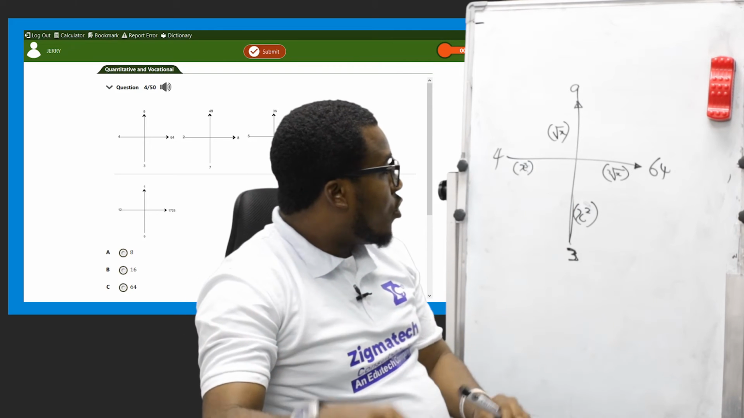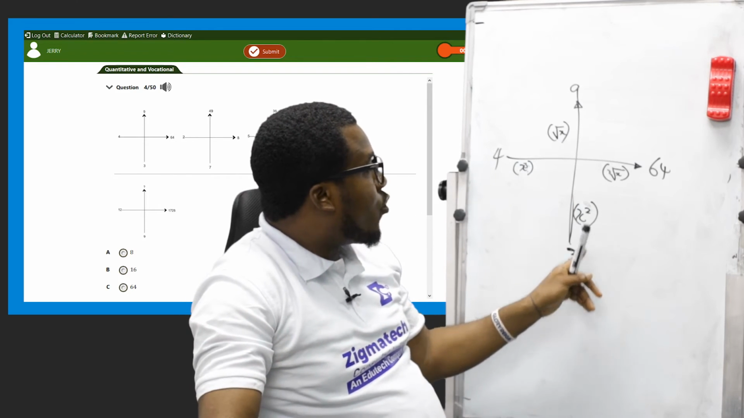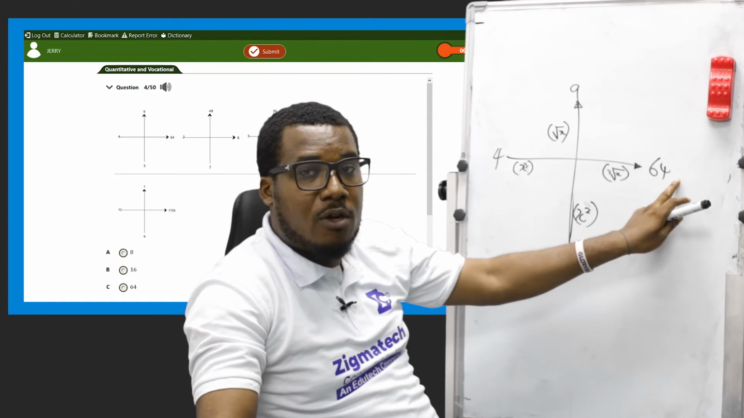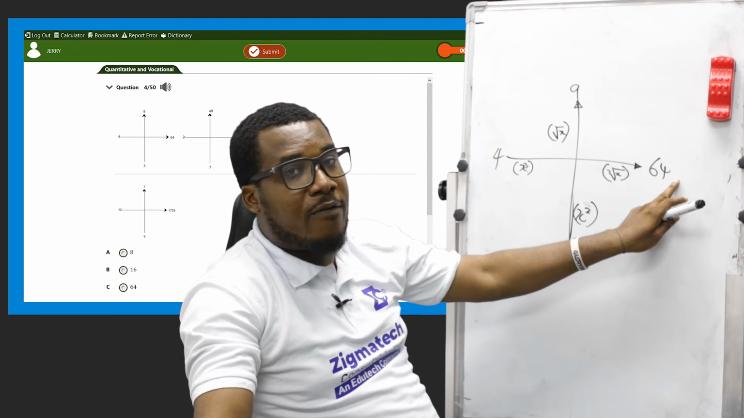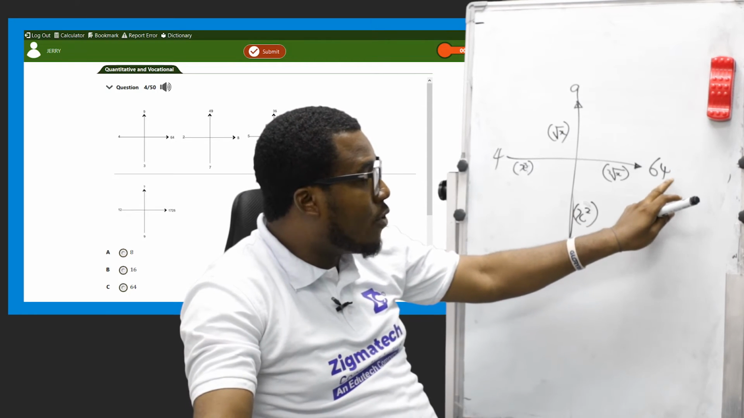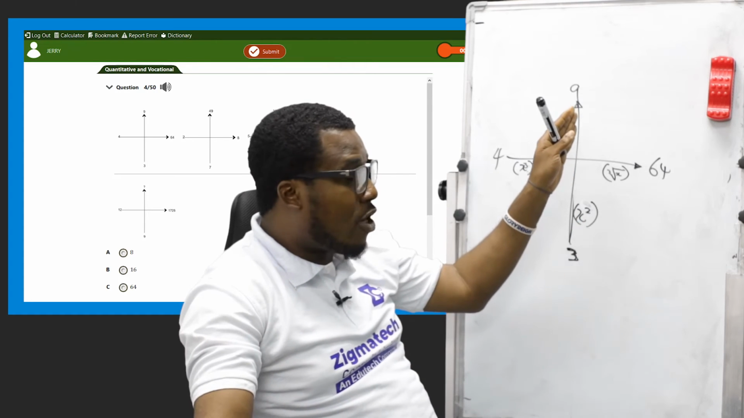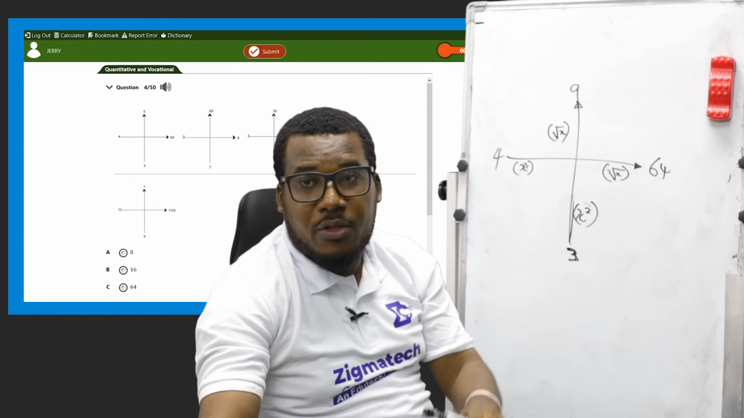Now, you're given this question, you can see 3 squared will give us 9. 4 cubed will give us 64. If you do it in reverse, the cube root of 64 is 4. The square root of 9 is 3.